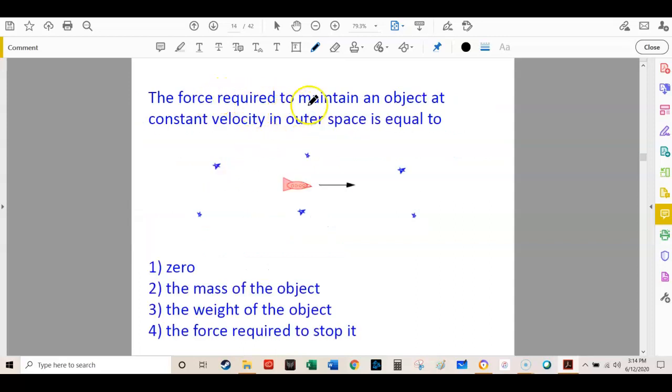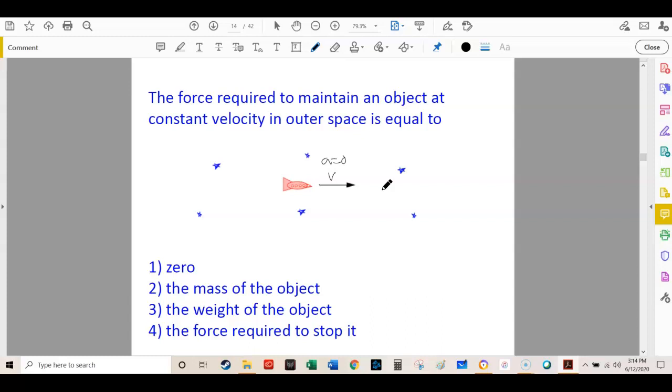The force required to maintain an object at constant velocity in outer space. So we've all seen space movies. Suppose there's a spaceship flying at a constant velocity. So it's got a velocity vector, but it has no acceleration vector. Okay? And it's moving to the right. What force is needed to maintain it at that constant velocity?